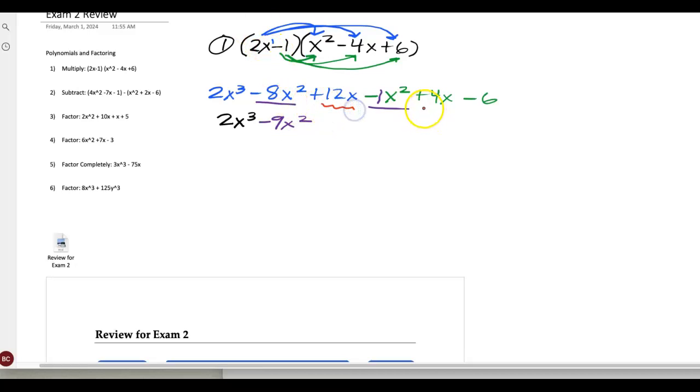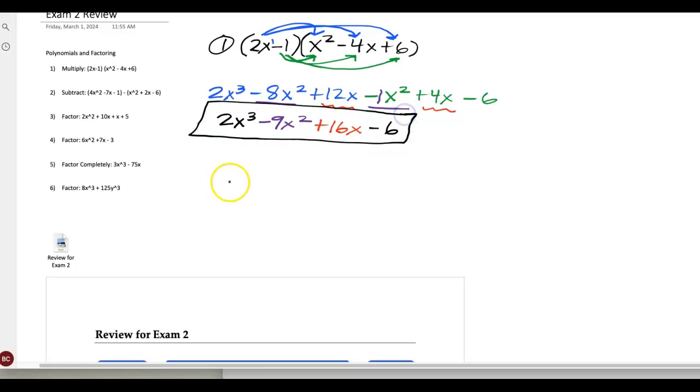Then if I look at my x's, I see I have 2 of those I need to combine together. So 12x plus 4x is going to give me 16x. And then again, that last term, that negative 6, doesn't have anybody to combine with, but it still needs to be part of the answer. So that would be the answer that we come up with when we're multiplying that.